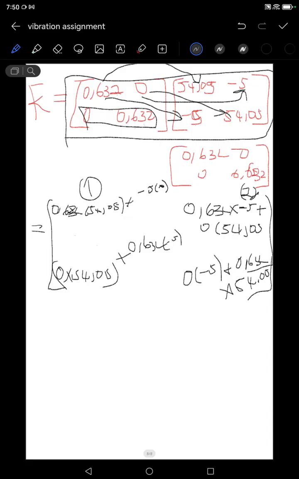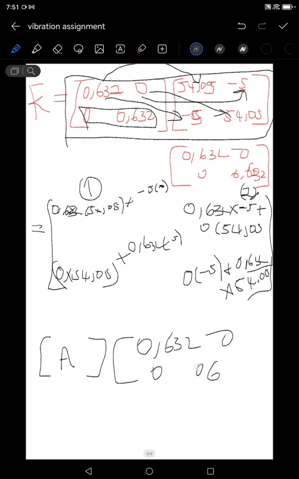And remember, we still have this 0.632. So after getting the answers here, we're going to multiply it. Let's say the answer for this part, we're going to multiply it with 0.632, and after multiplying these two, that's where we get the value of the matrix of the normalized stiffness. We're going to get the normalized stiffness.